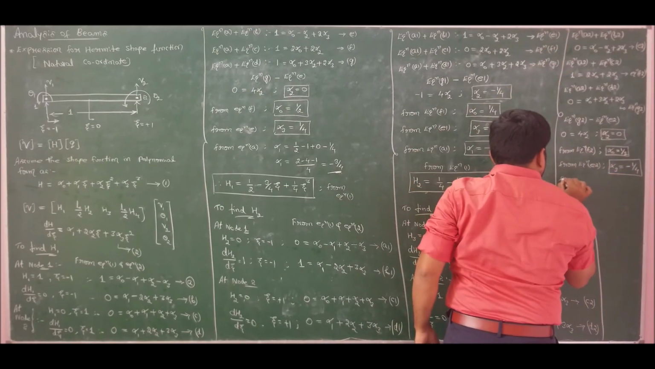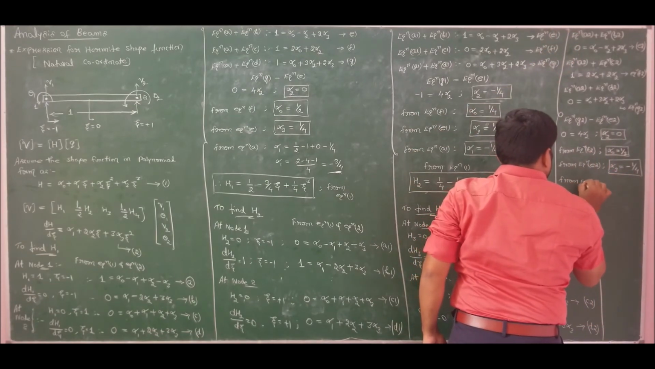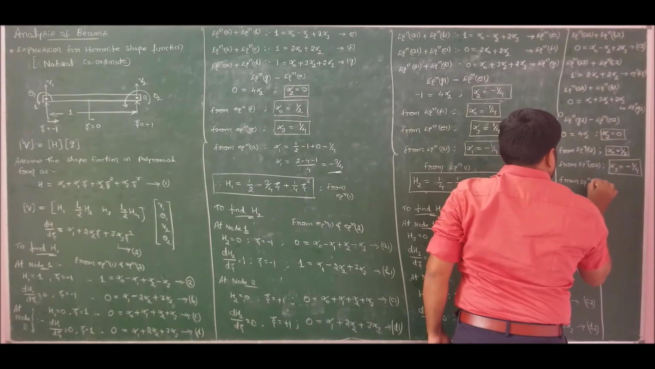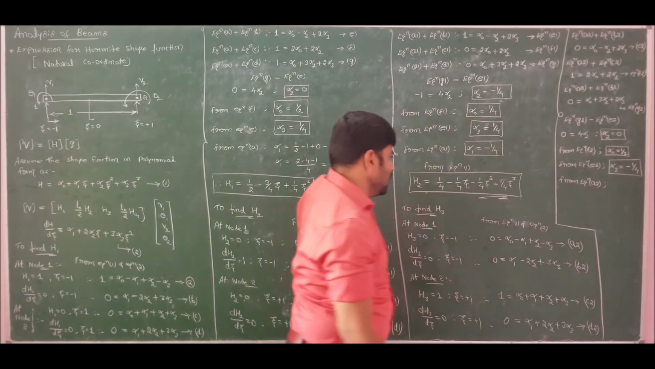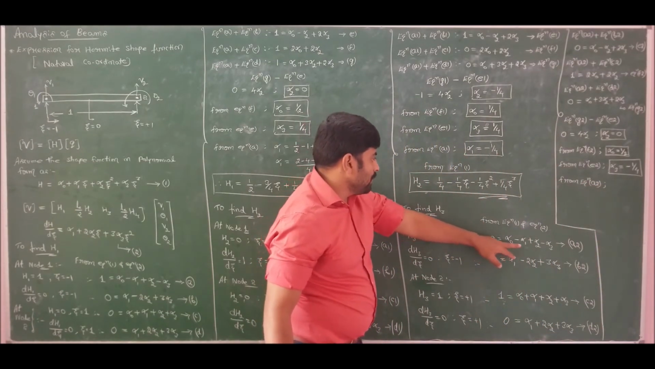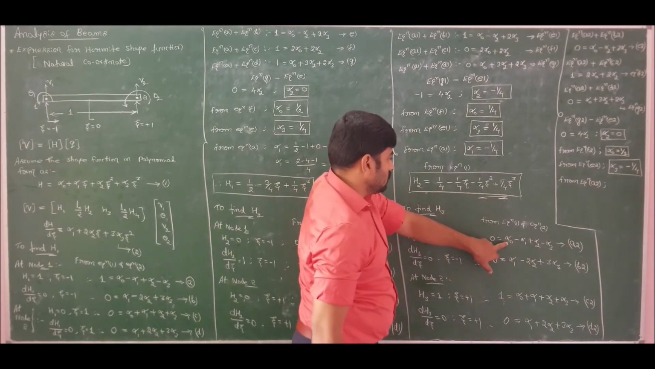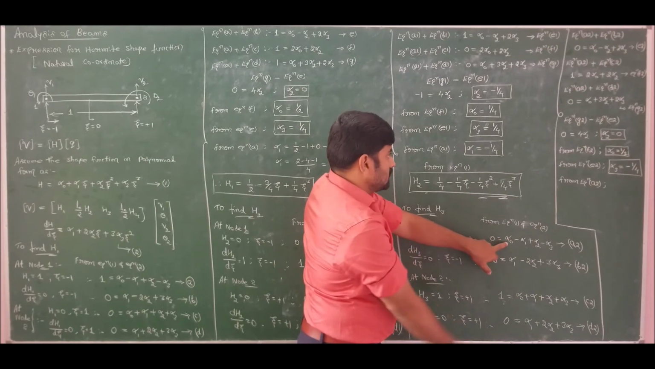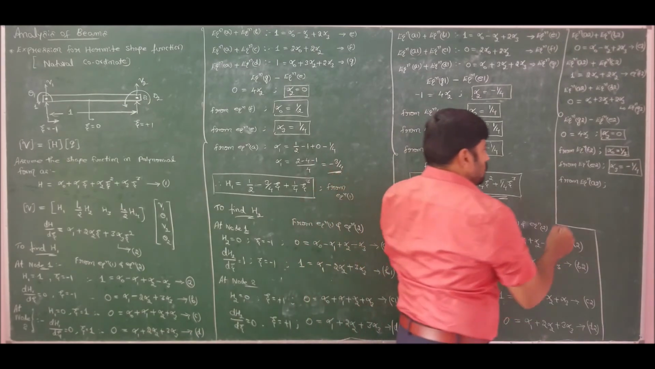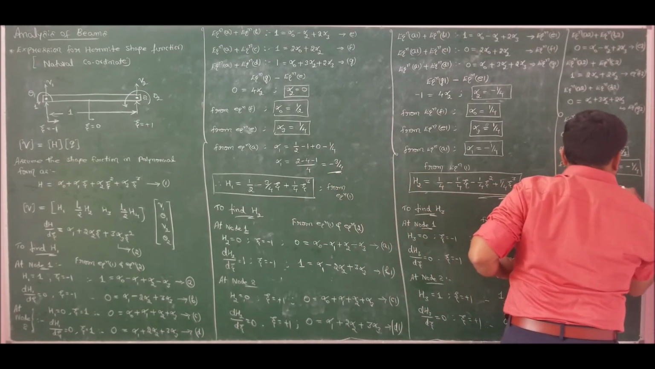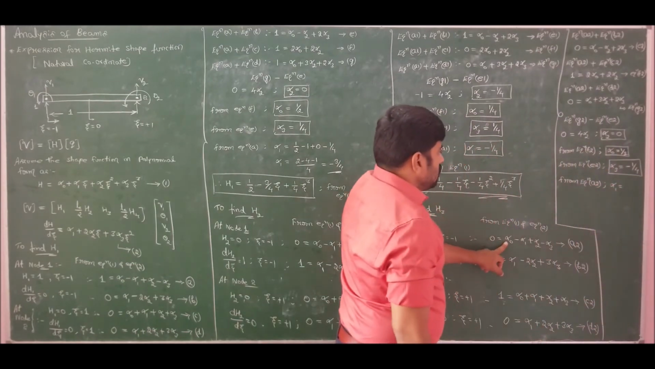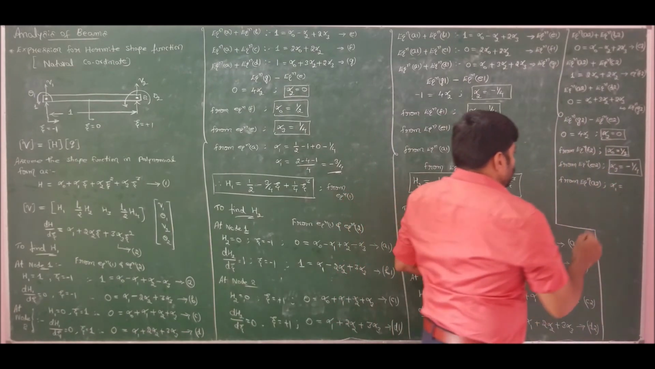Now from equation A2, substitute and solve. Alpha 1 is equal to alpha naught 1 by 2, alpha 2 is 0, 1 by 2 plus 1 by 4. 1 by 2 plus 1 by 4 is nothing but 2 plus 1 is 3, 3 by 4.